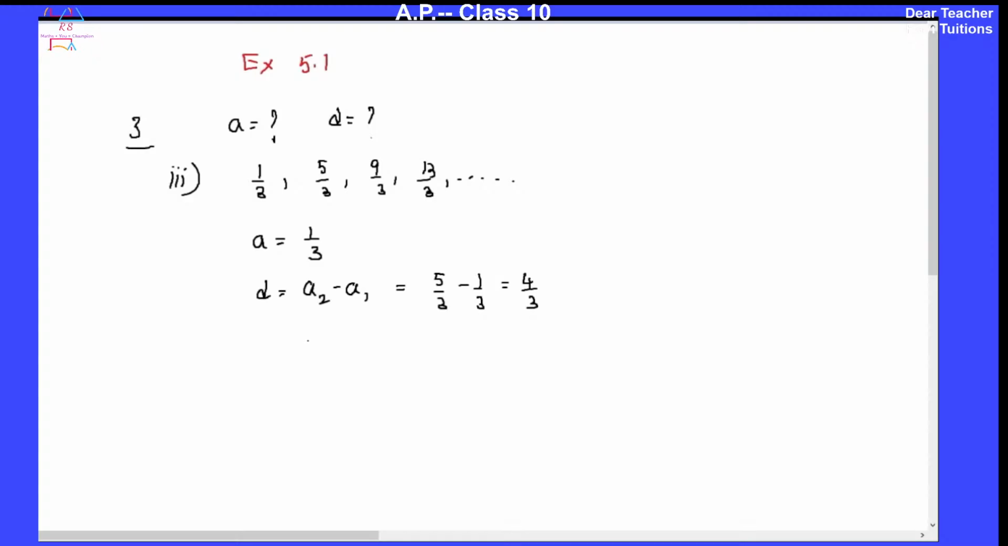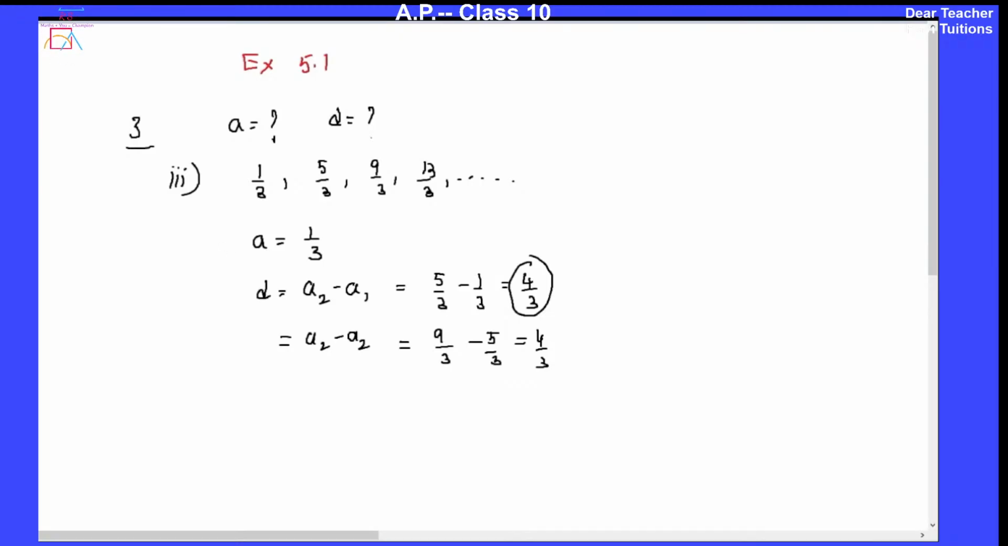Now let us check A3 minus A2, whether D is the same or not. A3 is how much? 9 upon 3 minus 5 upon 3, which is equal to 4 upon 3. Yes. Therefore, the common difference is 4 upon 3. This is how you have to do it. Don't be afraid of fractions and decimals. So do the rest of the questions.